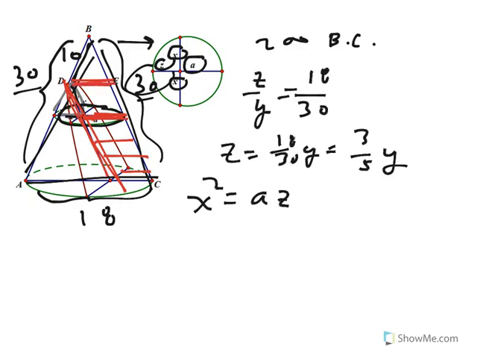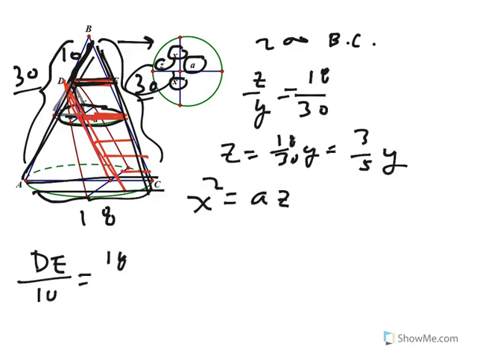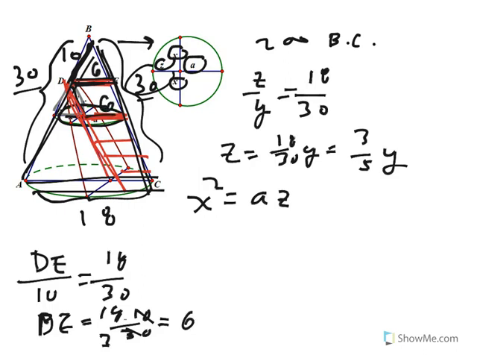So on the side, I need to calculate out DE. And I can do that by noticing that this DE is here, and this 10 is part of that triangle, and that triangle is similar to the large triangle also. So I can say DE over 10 is equal to 18 over 30, or DE equals 18 times 10 over 30, which is 6. So this is 6. That means that this is 6 also. This a is a constant, so it's 6z.